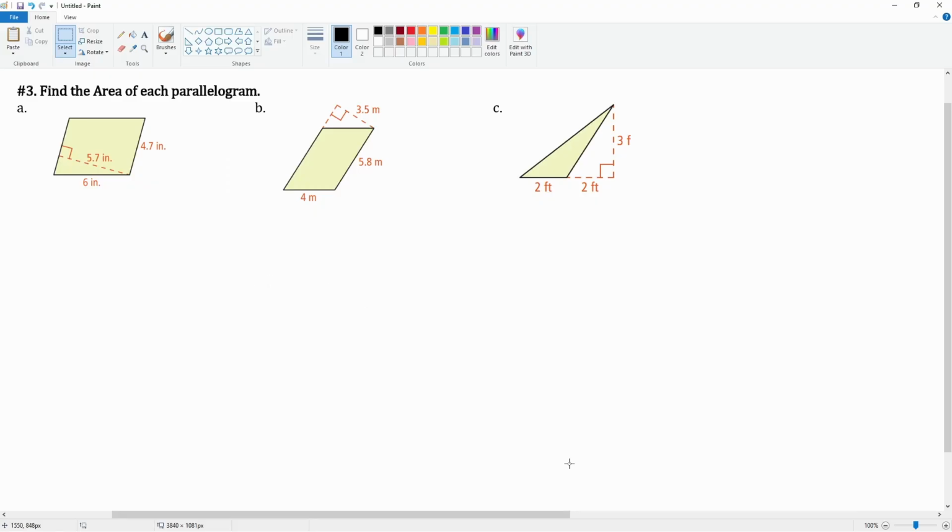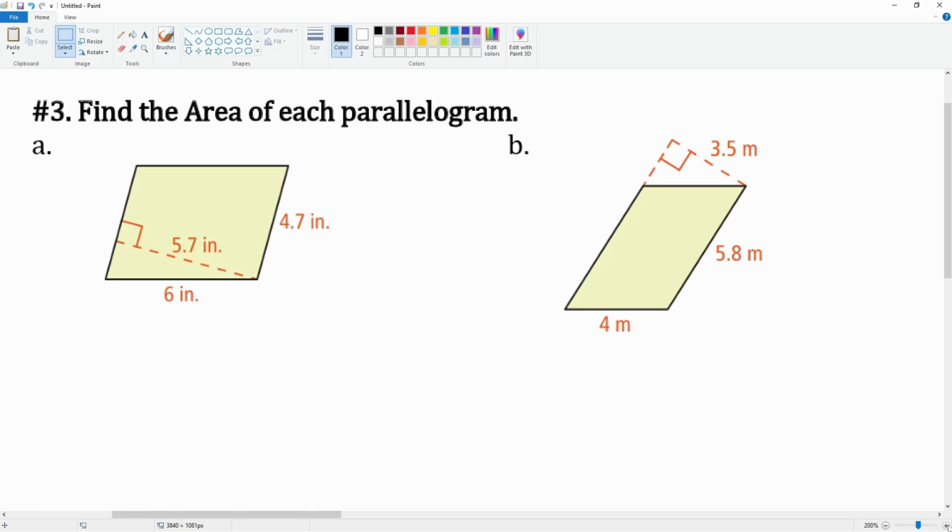Here we have number 3. You're going to find the area of each parallelogram. Please understand that each parallelogram here has a basic formula. First of all, this is a quadrilateral because again it has 4 sides. The fact that it's a quadrilateral, we follow the same formula of A is equal to length times width.